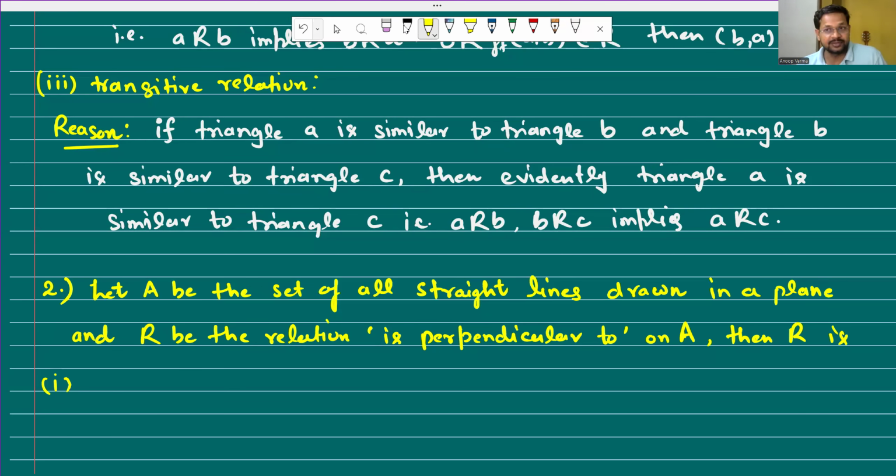ओके, अगर हम सिमेट्रिक की बात करें तो if a line A is related to B, it means A is perpendicular to B, then B is also perpendicular to A. Okay, it means this relation is symmetric. Okay, what about transitivity? अगर A is related to B, मतलब A is perpendicular to B and B is perpendicular to C, so in that case A and C will be parallel. It means it is not transitive too, है ना?